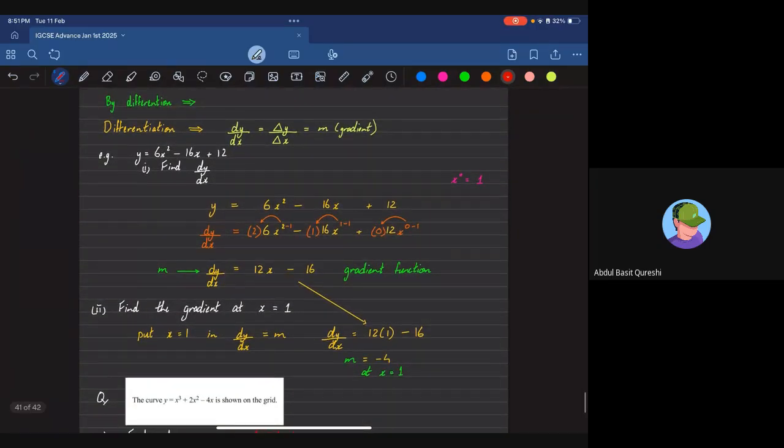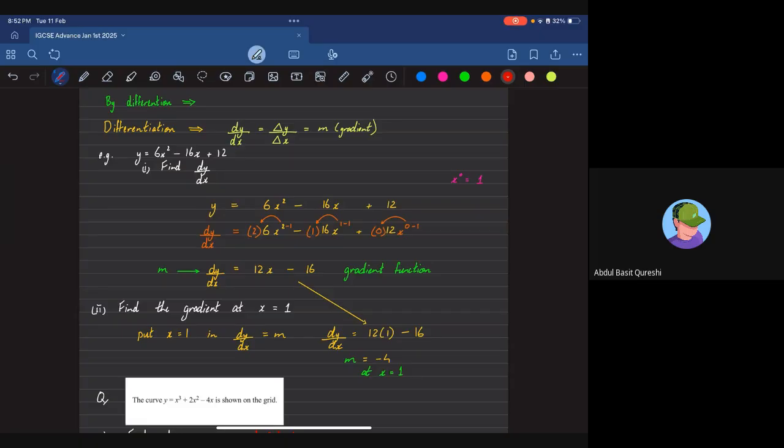I am impressed. I was not hoping you guys to understand differentiation on the first go. All right, I was underestimating the students in my class. That is something. All right, let's continue.